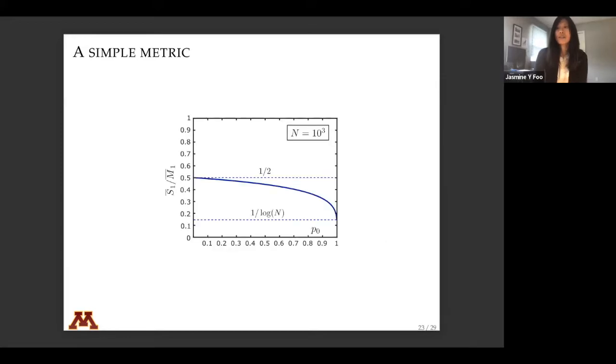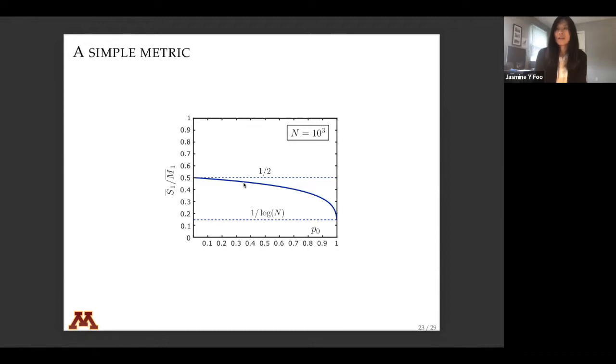So this figure demonstrates how this metric S1 over M1 captures the transitions between the 1 over j squared law and the 1 over j law at the small frequency end of the spectrum. Here, the x-axis is P naught, and we're plotting S1 over M1 as a function of P naught. And S1 over M1 converges to 0.5 as P naught goes to 0.